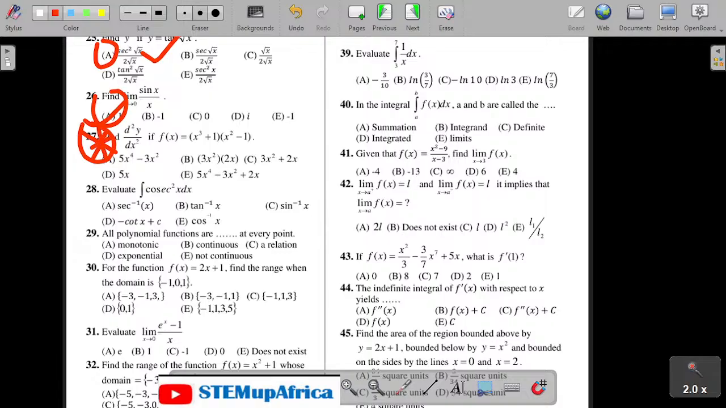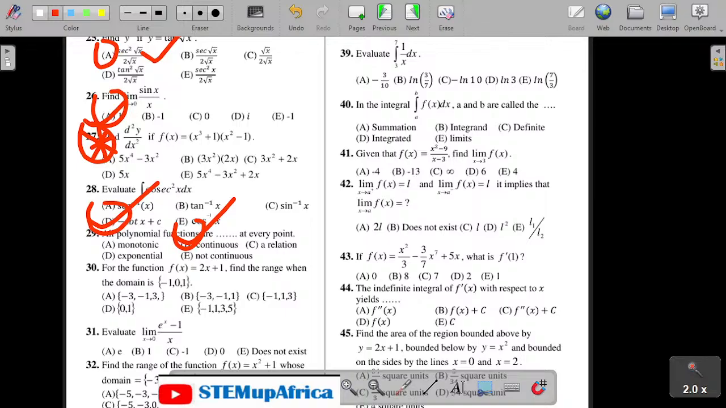So 28, we should evaluate the integral of cosec squared x dx. If you integrate cosec squared x, it gives you minus cot x. Those are standard integrals. They fall under standard integrations. You say a polynomial function is continuous at every point.